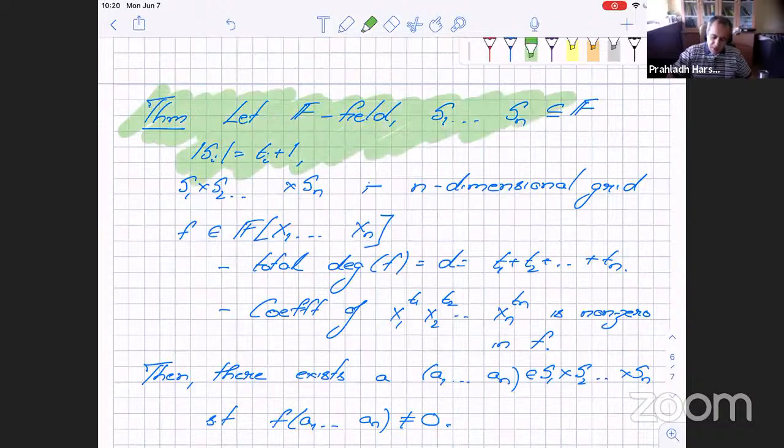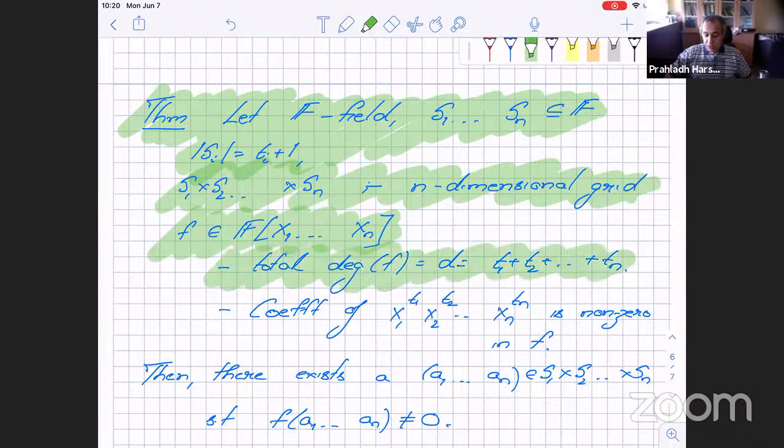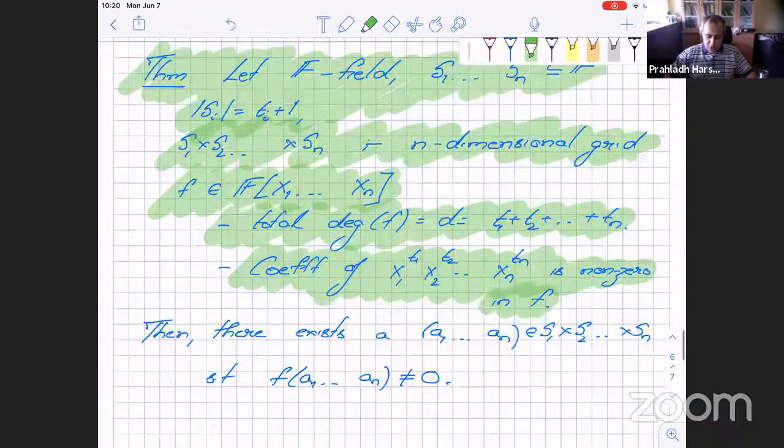So once again, you are given an n-dimensional grid, whose side lengths are t1 plus 1, t2 plus 1, ..., tn plus 1. Then you are given a polynomial in n variables, whose total degree is t1 plus t2 plus ... plus tn. So it is n less than the sum of the side lengths of the grid. And furthermore, it's a non-zero polynomial, and it's not just non-zero. A particular monomial in it has non-zero coefficient. Then I want to claim that this happens.